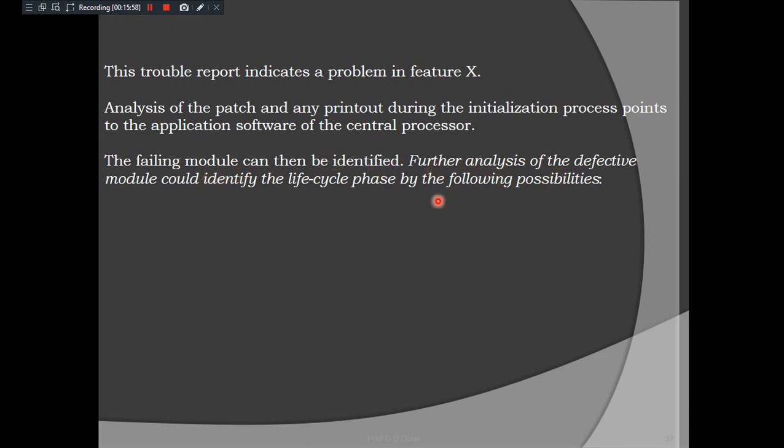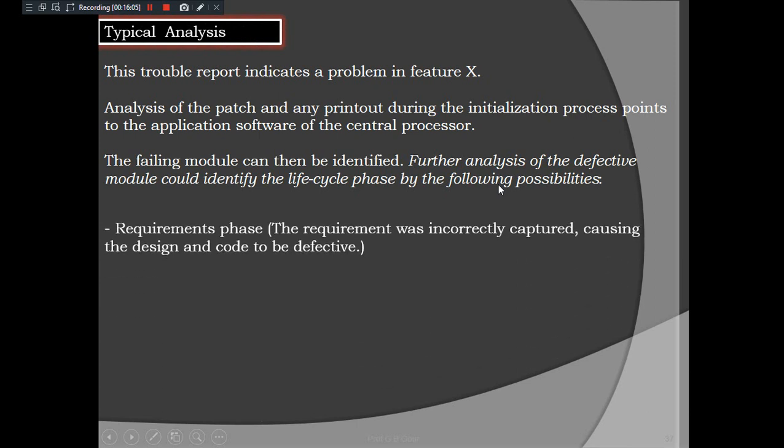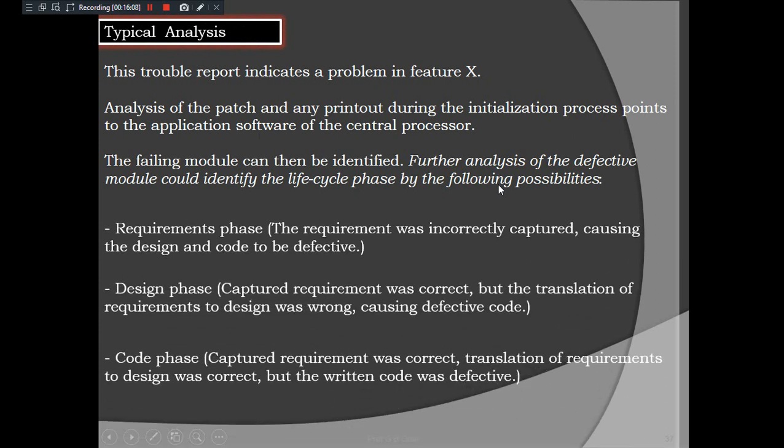Further analysis of the defective module could identify the life cycle phase by the following possibilities. Requirement phase: the requirement was incorrectly captured, causing the design and code to be defective. Means somebody has given the wrong requirement and that has given the wrong design and code. The problem is not the design and the code, but the requirement. That is the requirements phase problem.